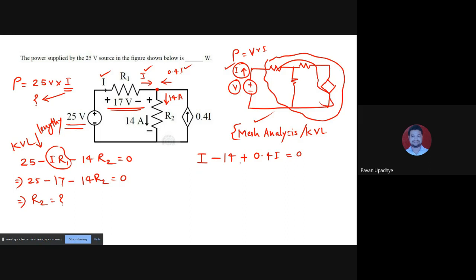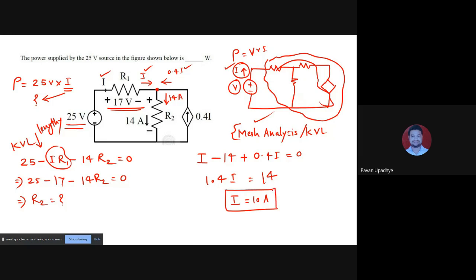So here in this case, there was only one unknown, I. So I plus 0.4 I is equal to 14. So I is equal to 10 ampere. So the job was very simple.